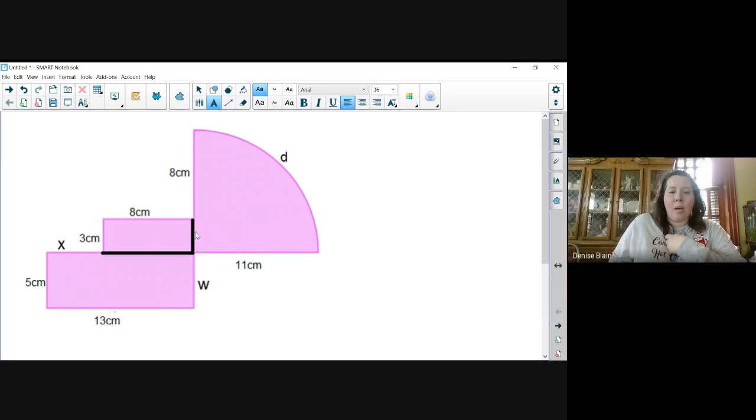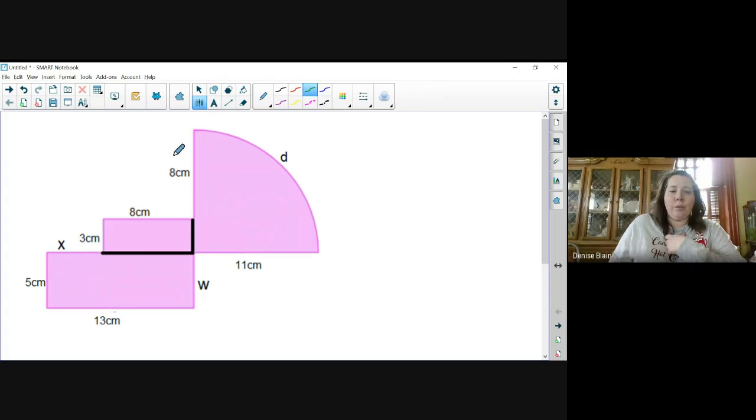So this compound shape is broken up into three pieces: a large rectangle, a small rectangle, and a quarter circle. I drew these black lines to separate my shape into these three pieces to make it a little bit easier to see what numbers correspond to which shapes.